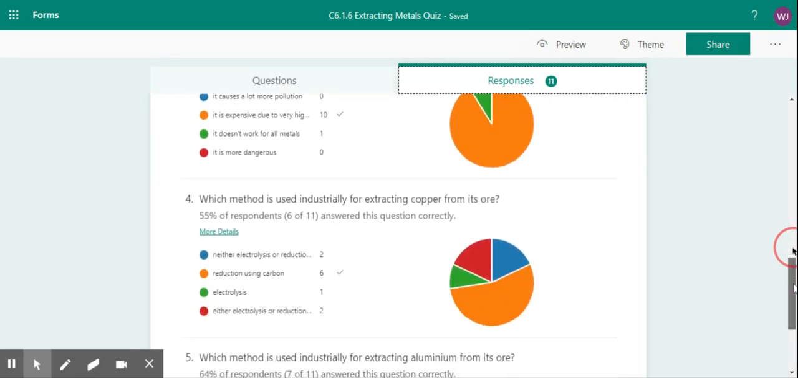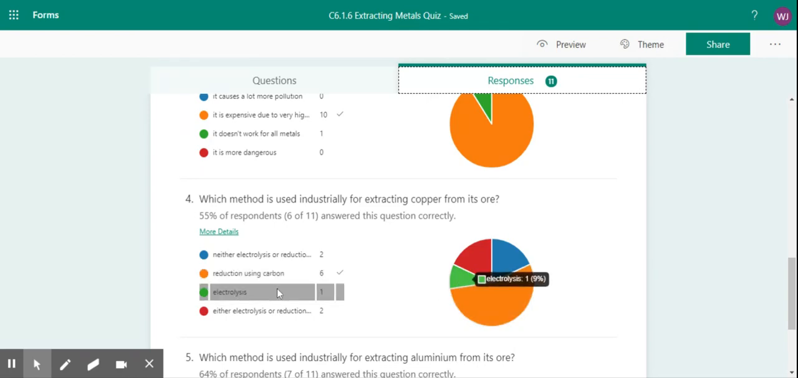Question 4. This was probably the worst answered question. Which method is used industrially for extracting copper from its ore? The correct answer, as 6 of you got, so over 50% of you got this right, is reduction using carbon, and that's because copper is less reactive. If you look at the reactivity series, copper is less reactive than carbon, and therefore you can extract it using reduction using carbon.